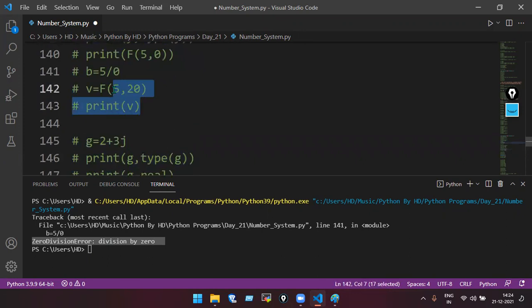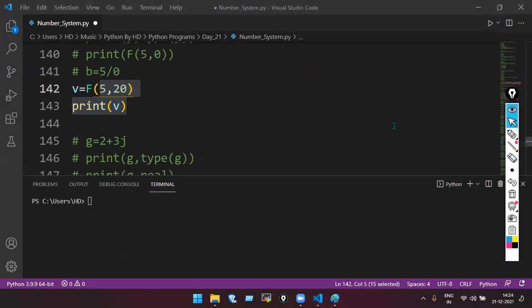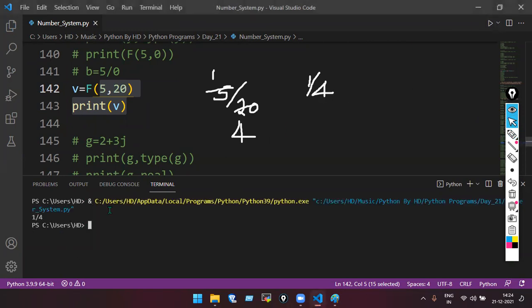What is the meaning of this one? Fraction of 5 comma 20 means what? 5 by 20. Yes or no? 5 by 20, where can I divide now? 5 ones are 5, 5 fours are 20. So my answer should be what now? 1 by 4. Let us see if the answer 1 by 4 comes out. Yes, 1 by 4 is the answer.